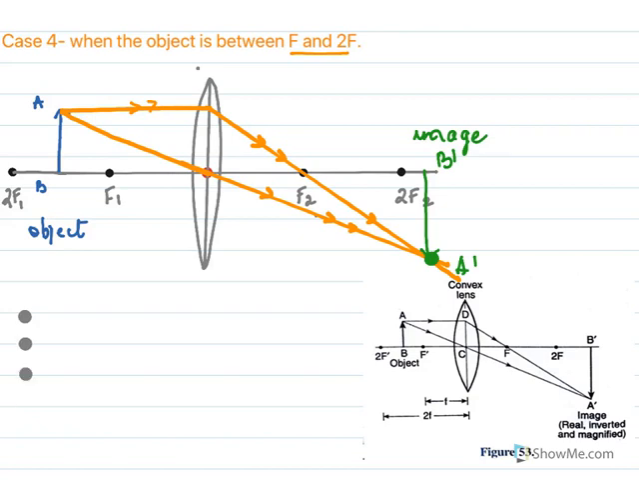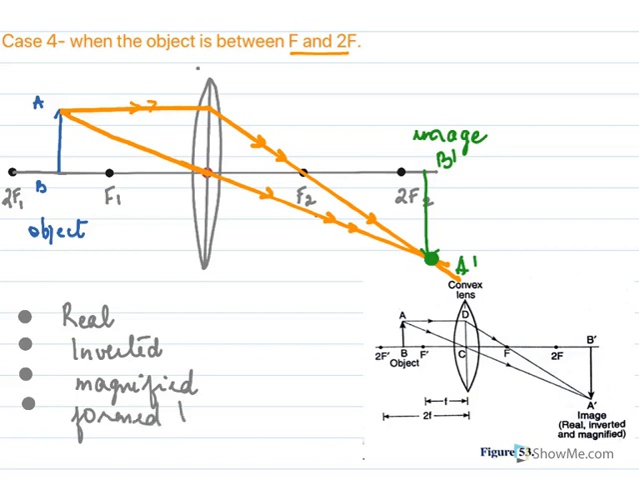Now to write the characteristics of this image, the image is real because the rays actually meet. It is inverted, you can see it is inverted. It is magnified. Compare the object and the image and see, it is magnified. And it is formed beyond 2f on the other side of the lens.